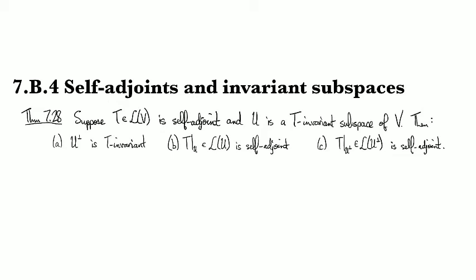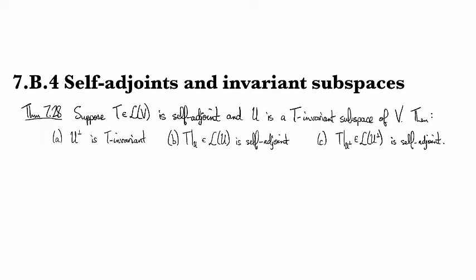In this quick clip, we look at how a self-adjoint operator behaves when restricted to an invariant subspace or its orthogonal complement. And what we find is that the orthogonal complement is also an invariant subspace, and that the restriction of T to either U or its complement is going to be self-adjoint as well. So this is pretty straightforward. It's a cute little proof.